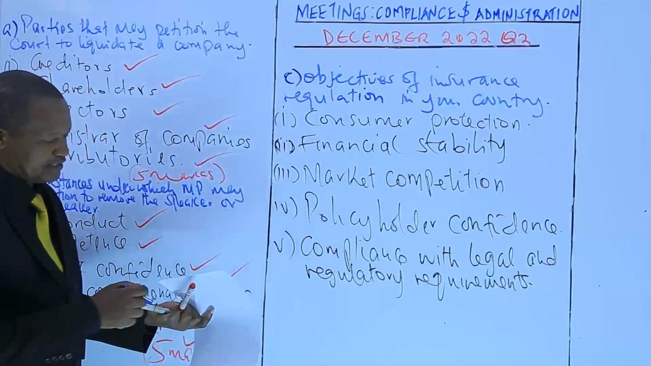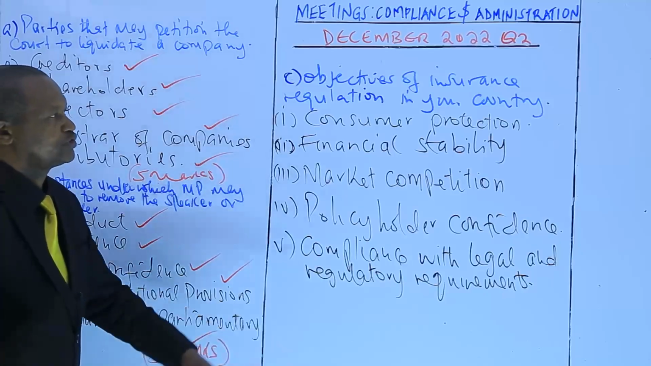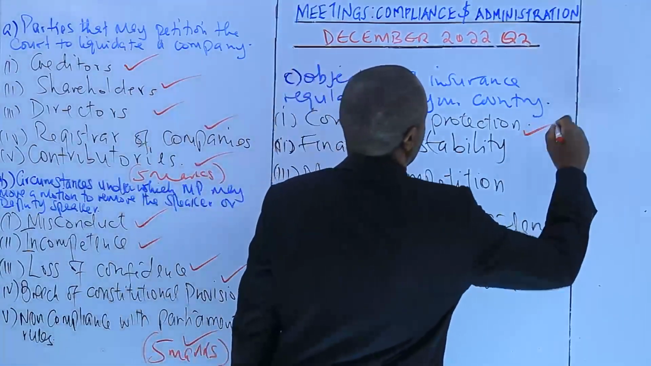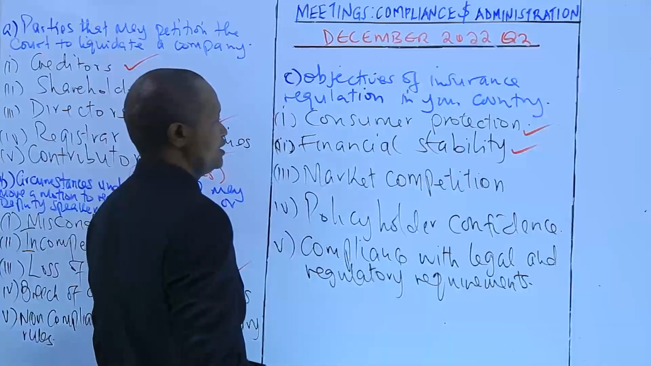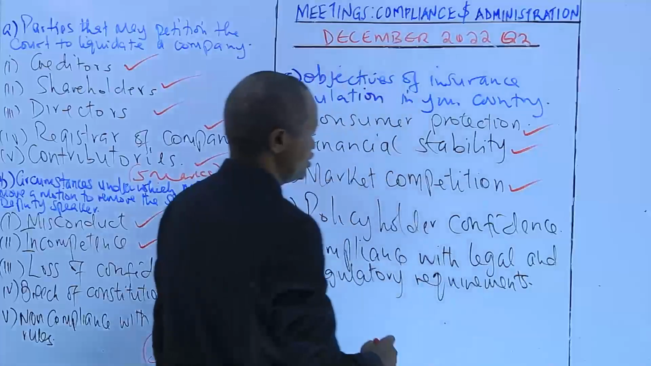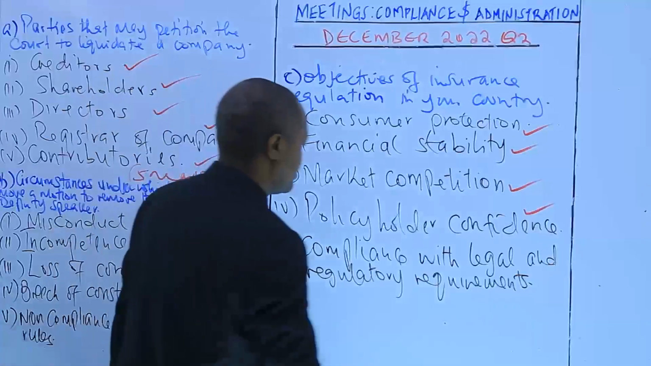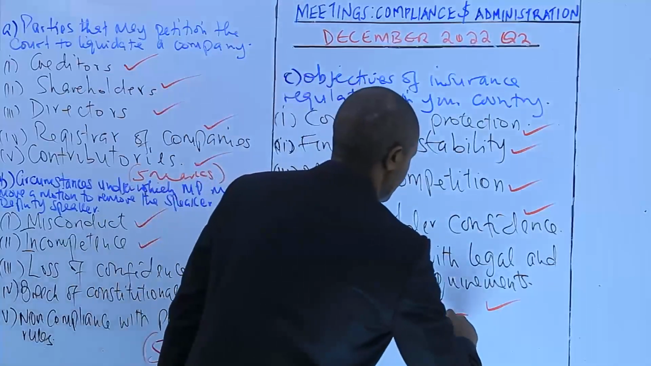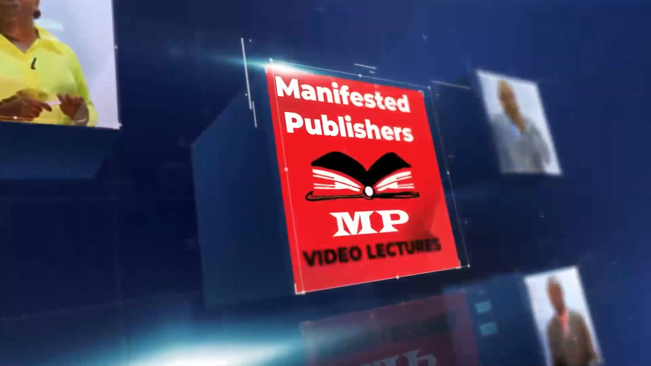So these are 5 objectives of insurance regulation in Kenya. 1, consumer protection. 2, financial stability. 3, market competition. 4, policyholder confidence. And lastly, compliance with legal and regulatory requirements. 5 marks. That is part C.